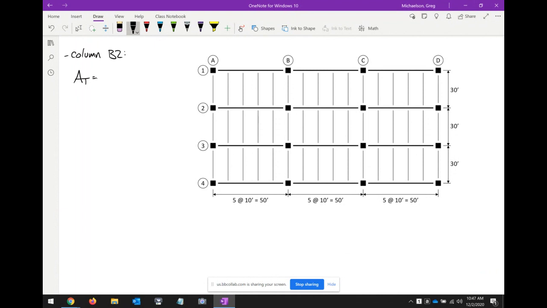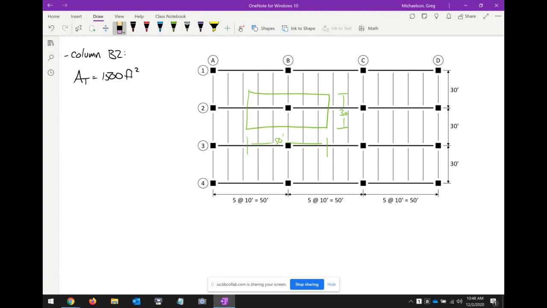Hold on now. So here's the tributary area. This dimension is going to be 30 feet. This dimension is going to be 25 and 25, 50. Right? So is it 750? No, it's 1500. Yeah, it would be 750 if we were looking at like B1.